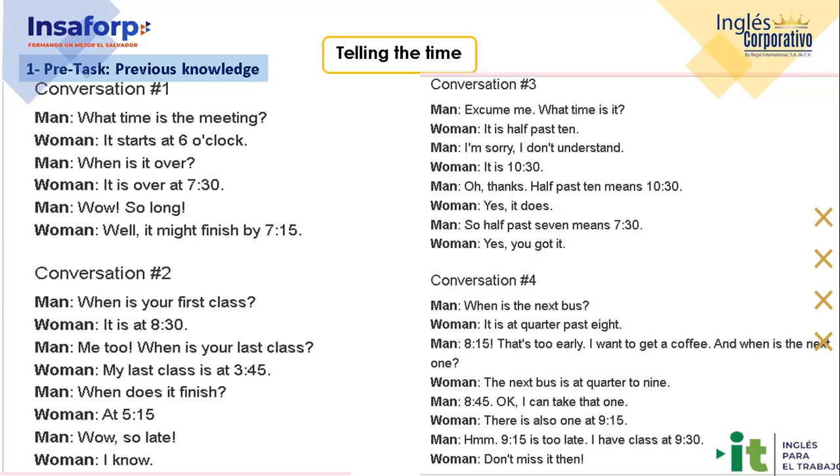Half past ten means 10:30. Yes, it does. So 7:30 means 7:30. Yes, you got it. Okay, understand. So it means understand. See, and the verb got, right? Got. That's got. Yes, you got it. You got it. Okay. Let's see. A conversation for Juan Carlos and Vanessa. Conversation four.